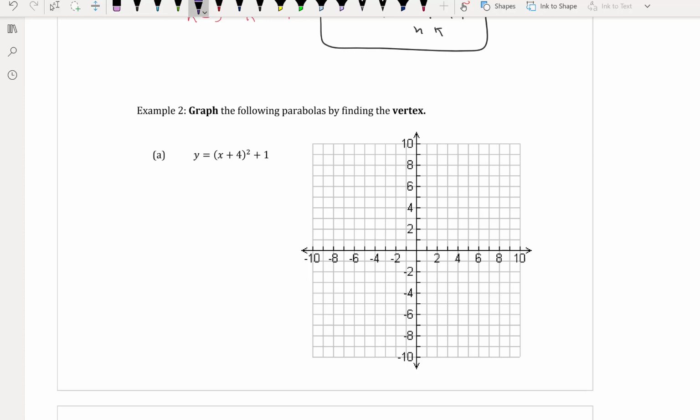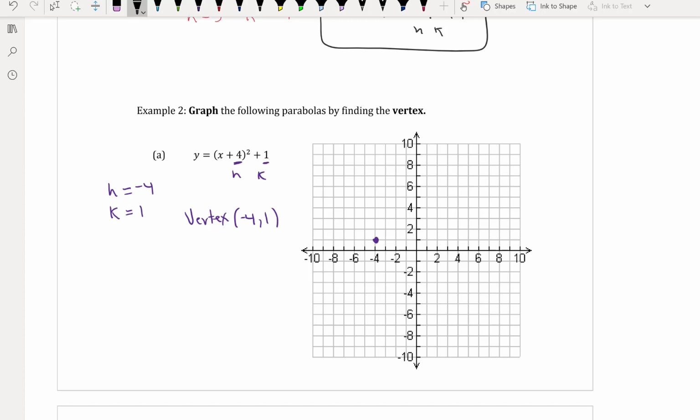Okay, so the next example, it tells us to graph the parabola finding the vertex. Well, okay, so I know I have my h and my k value. So I have that h is equal to -4 and my k value is equal to -1. So then my vertex is going to be -4, 1. So let's go ahead and do that. So -4, 1.